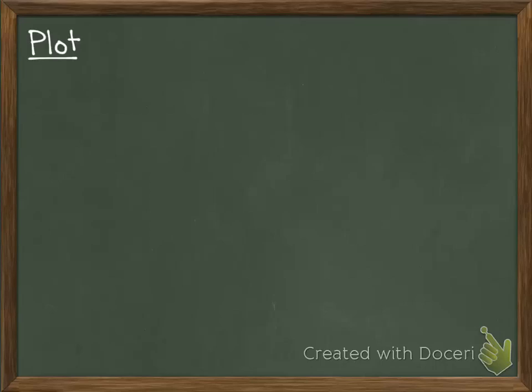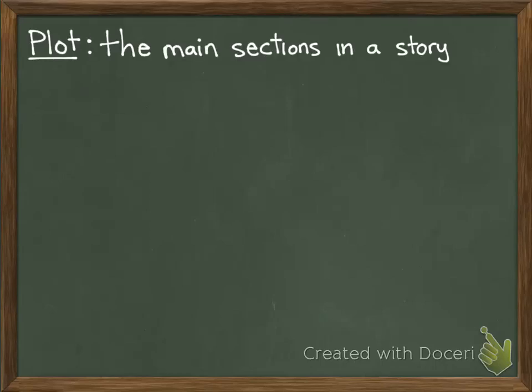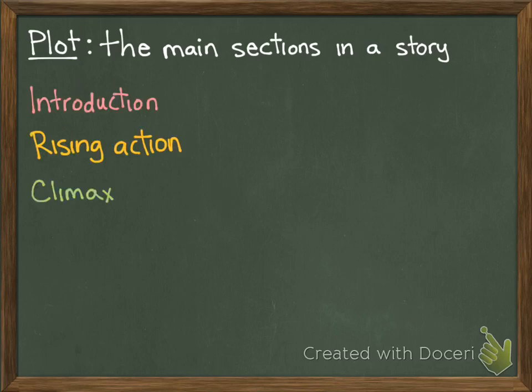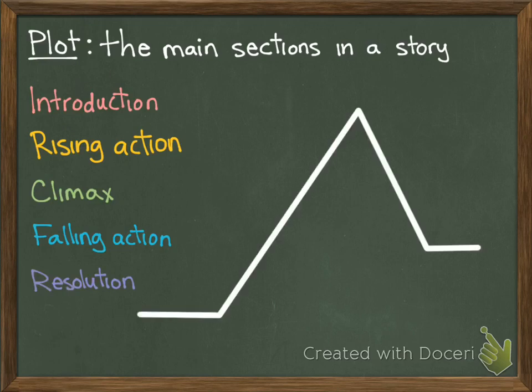Today we're going to talk about the plot of a story. The plot of a story is the main sections in a story, not the main ideas, the main sections of a story. They are the introduction, rising action, climax, falling action, and resolution. A lot of times they're represented in this mountain-looking thing, so that's what we're going to use today.